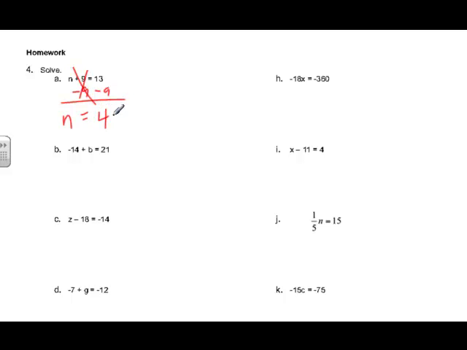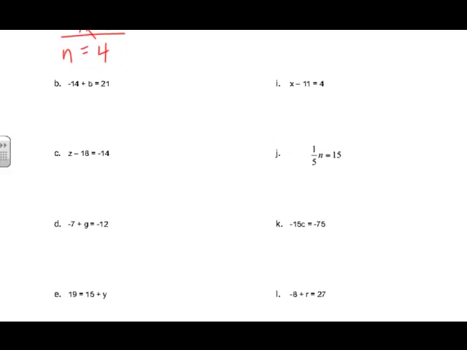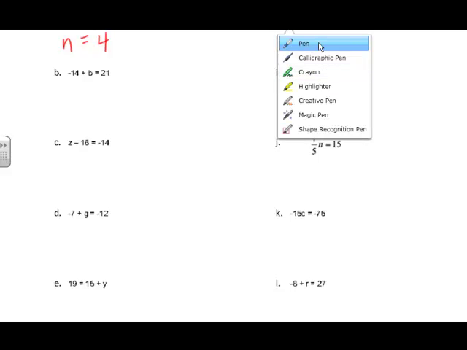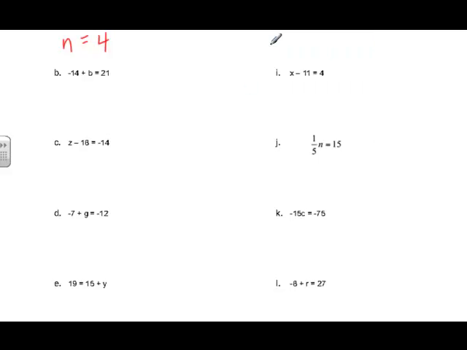Easy squeezy. Negative 14 plus B equals 21. What's my inverse operation? Adding. Okay, well, this is a negative 14. We don't add, though. We do the opposite of the number. So the opposite of negative 14 is positive 14. All right, so we got positive 14 on both sides.